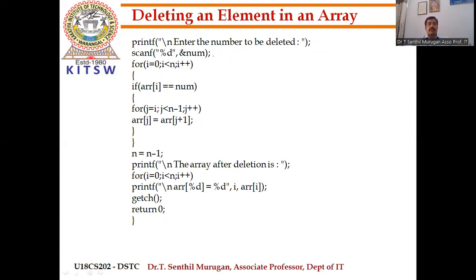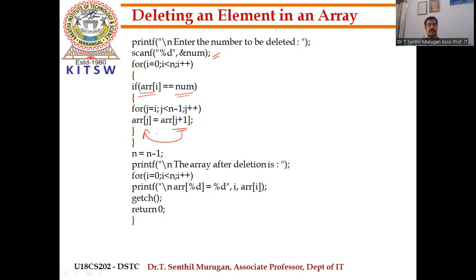which number to be deleted, that we have to check. Not position, here the number is given. So we have to check if array of I is equal to num. So we have to find it. Okay, so we will check each and every value. If the value is there, then we have to remove that value.